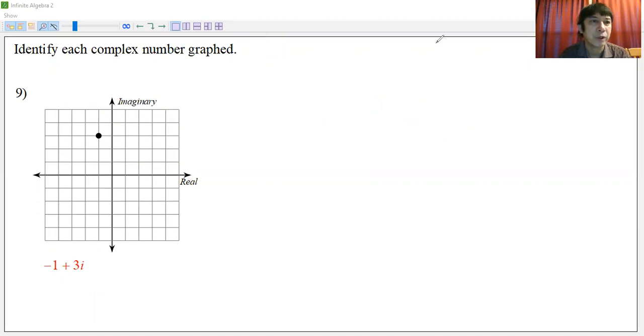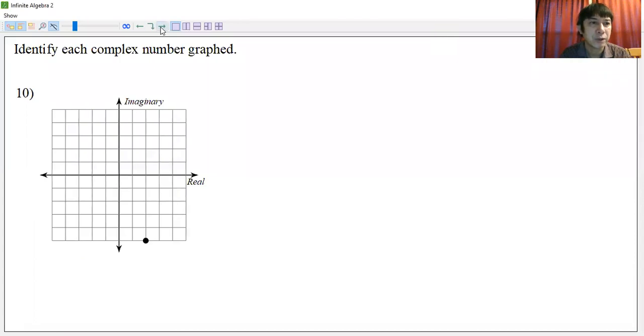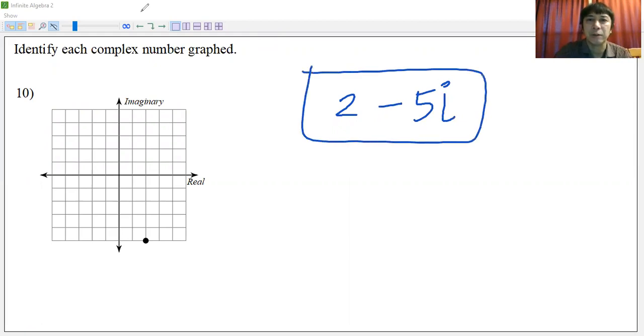Next number is number 10. Identify a complex number graph. It's located at the 4th quadrant. This looks like positive 2 minus 5i. There, so this must be the answer. Let's verify the answer. The computer can show us there. It's 2 negative 5i, and you can see it over there. Let's do number 11.